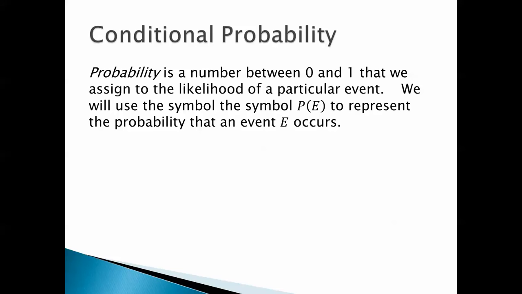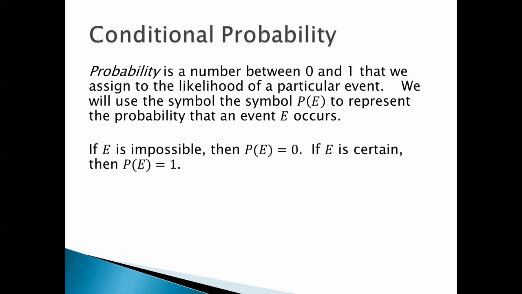First off, probability is a number between 0 and 1 that we assign to the likelihood of a particular event. We will use the symbol P of E to represent the probability that an event E occurs. If E is impossible, then P of E equals 0. If E is certain, then P of E equals 1.